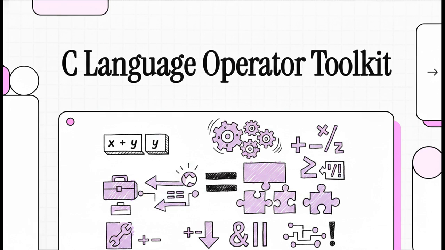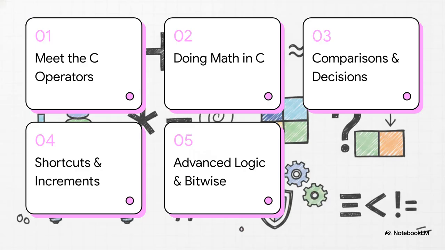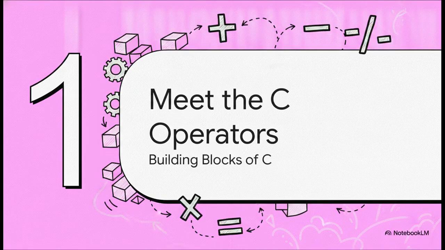By the end of our time together, you're going to have a really firm grasp on the symbols that bring your code to life. Here's how we're breaking it down today. First, we'll meet the C operators. Then, we'll look at doing math, making comparisons and decisions, using coding shortcuts and increments, and finally, we'll wrap up with advanced logic and bitwise operations. Let's get to it. Section 1.